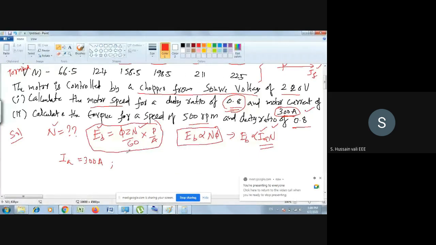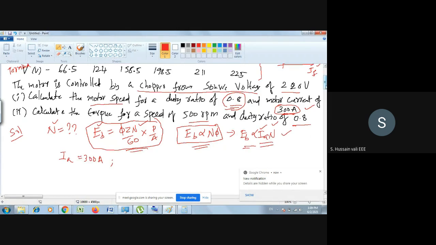This is one equation: EB is equal to phi n by 60 into P by A. So I can write EB proportional to n into phi, because phi is also a variable and has some relationship with the current. Phi depends upon IA. So EB is proportional to IA into n. That I can write.